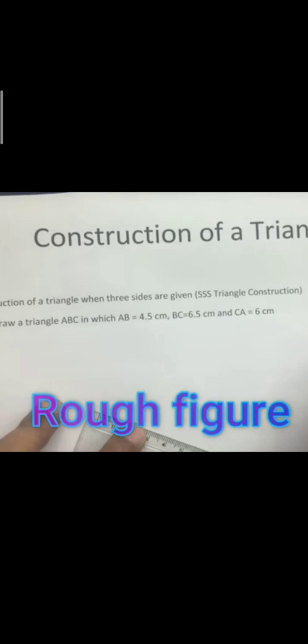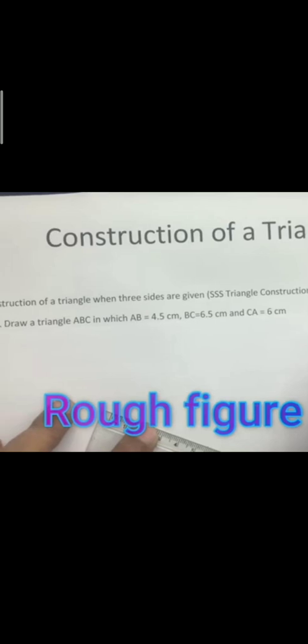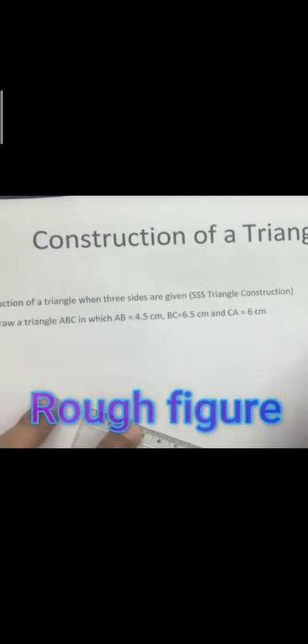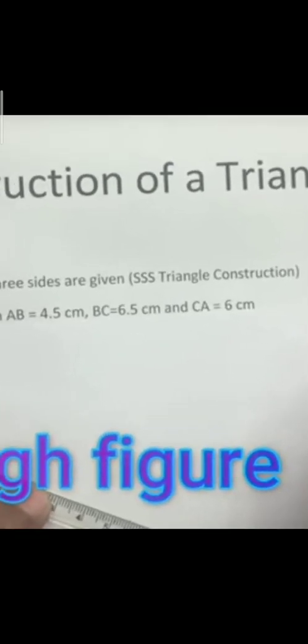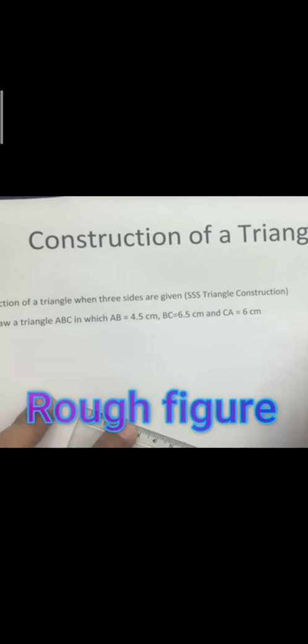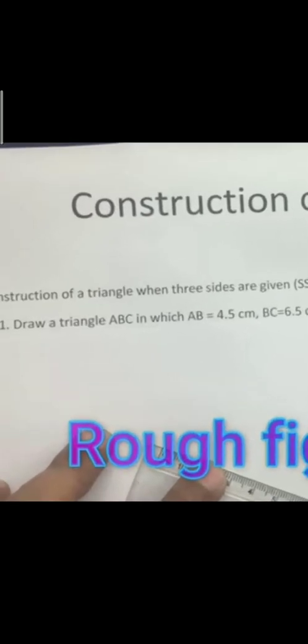So if any 3 of the things are given, we can easily construct a triangle. Now let's take an example. Over here I've taken an example of construction of a triangle when 3 sides are given. That is called SSS triangle. What do you mean by SSS triangle? Side, side, side means all 3 sides of a triangle are given. So we have to construct a triangle where all 3 sides are given.